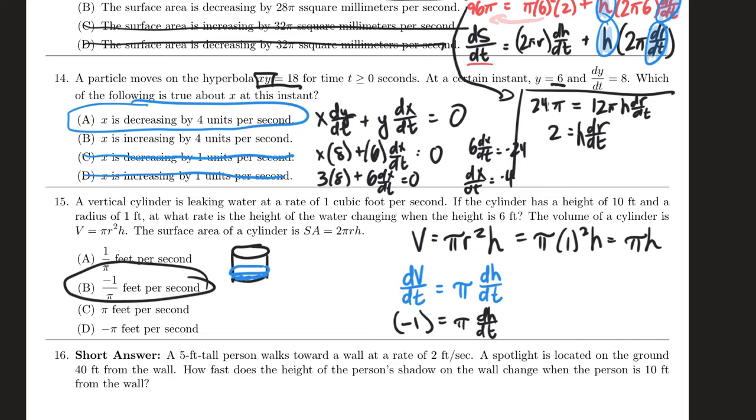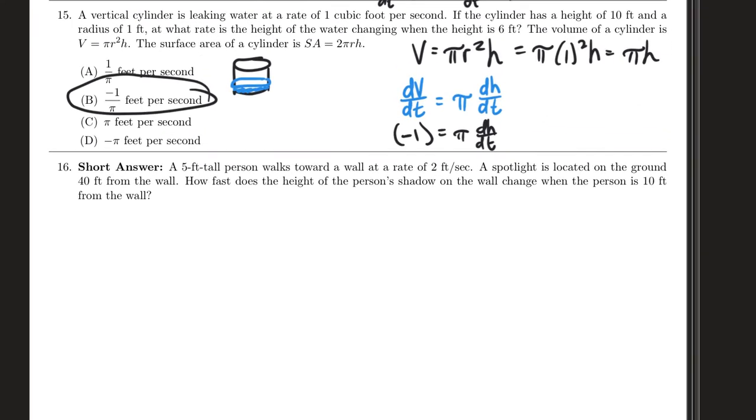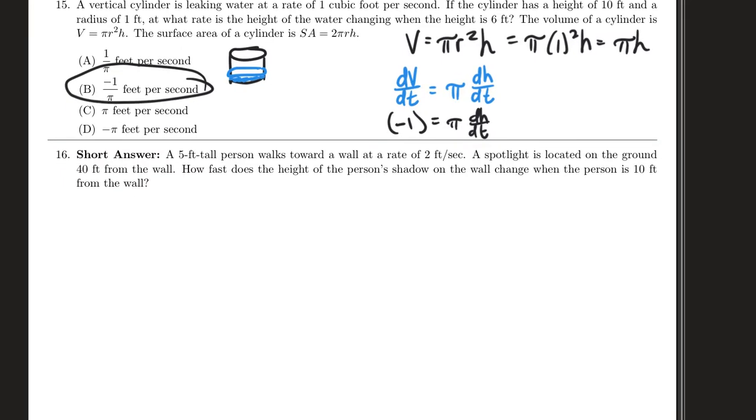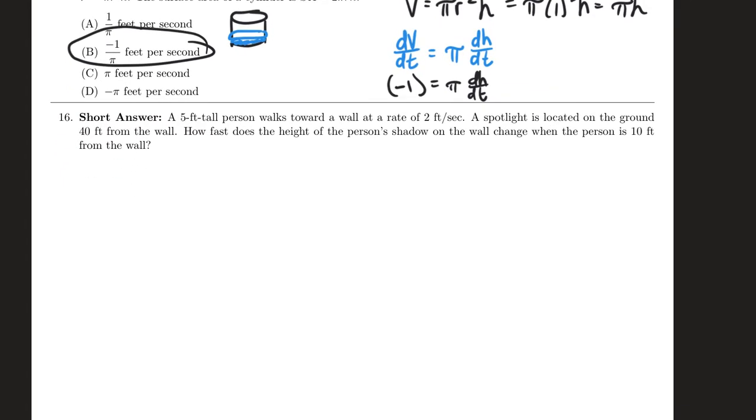I bet we did that exact problem on one of our handouts. And we've also done this exact problem on one of our handouts. And we had the spotlight shining on a wall with this guy walking. And he's going to cast this shadow on the wall. All right, he's going to be 5 feet high, and we want to figure out how high the shadow is.